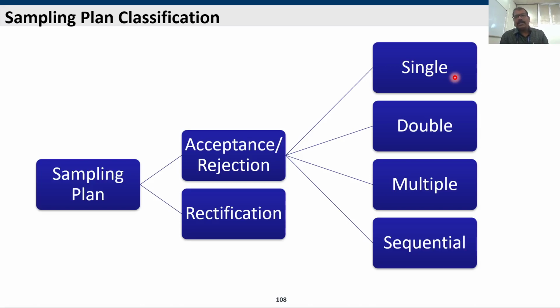Multiple, in the sense, instead of taking a big sample size, you take small samples, but you take and inspect multiple samples. Sequential, in the sense, every time you take a sample, you add additional samples to your sample size. For example, n is the first sample, the next sample is n plus 1, the next one n plus 2, like that. So this is how the sampling plan classification is there.